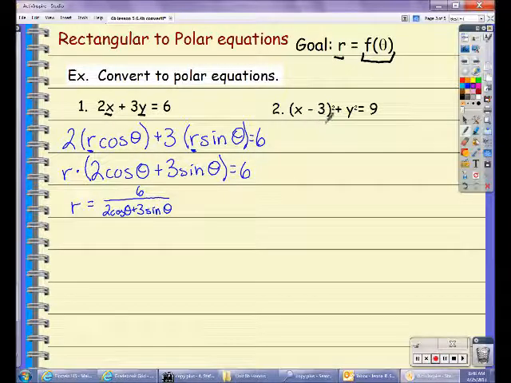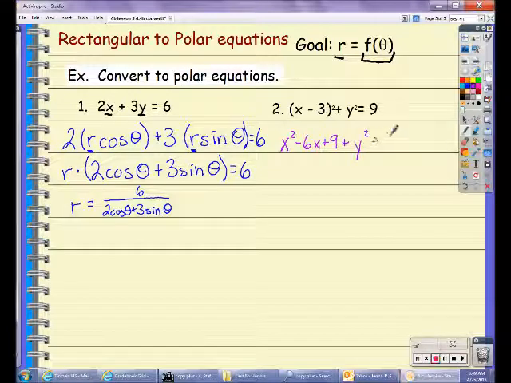The second one is going to be a little bit more complex, because although we could just replace the x and the y with r cosine theta and r sine theta, right now that x is in the middle of something that's being squared. I'd much rather square this than square r cosine theta minus 3. So we're going to start by squaring this. Remember to FOIL. x squared minus 6x plus 9, and then you add your y squared, and that's equal to 9.